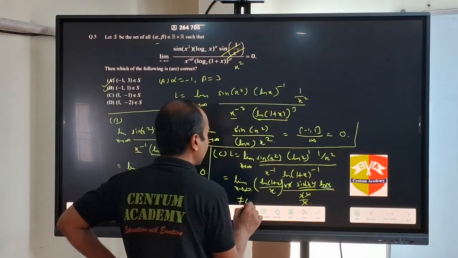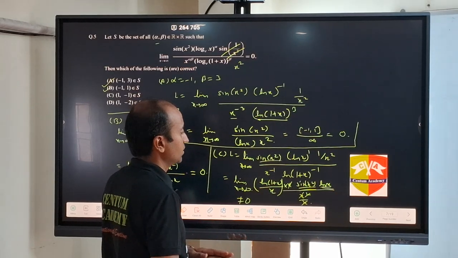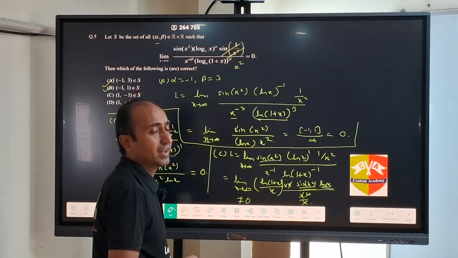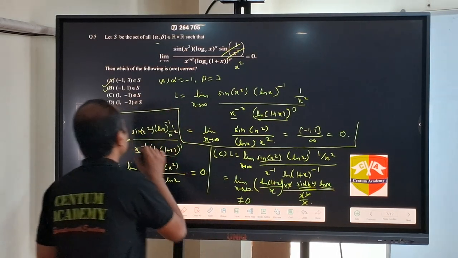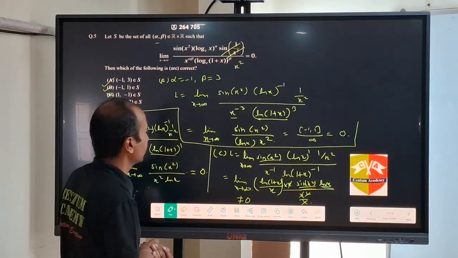Sine of x square will dwindle between minus 1 and 1 and ln x will go to infinity. So this limit is definitely not 0. This limit we can say that it does not exist, because sine x square will be oscillating and ln of x will tend to infinity. So C is not correct for sure.